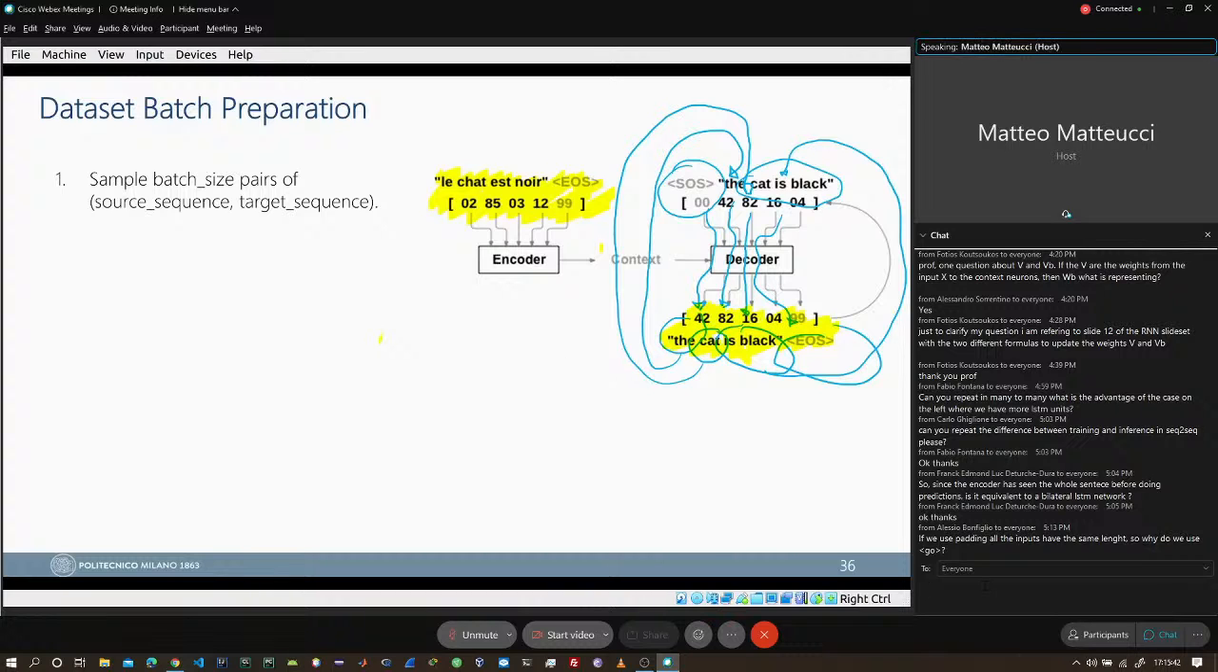Okay, let's say there is another question. If we are padding all the inputs to have the same length, so why do we use Go? Well, we don't pad all the inputs to have the same length. We pad all the inputs in the batch to have the same length. So basically, the same sentence happening in different batches might have a different number of pads, and sequences might have a different length, depending on the longest sequence or sentence in the batch at that time.